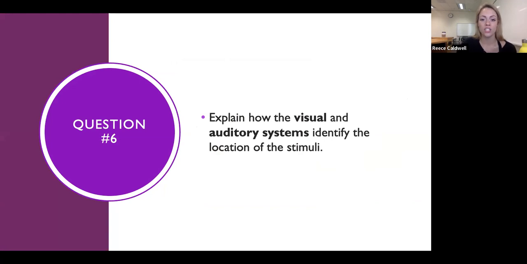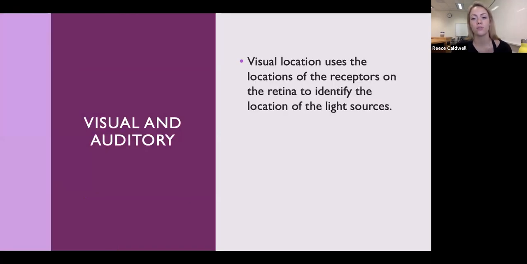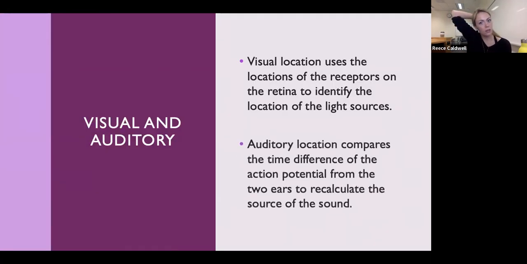All right, so lastly, question number 6. We are being asked to explain how the visual and auditory systems identify location of the stimuli. This will go really quickly because we already went through visual and partly auditory. But what we see is that visual location uses the locations of the receptors on the retina to identify locations of light sources as well as color. Auditory location compares the time difference of the action potentials from the two ears to recalculate the source of sound. So if sound hits this ear first, we'll have action potentials from this side of the brain first, and then this side will come in.